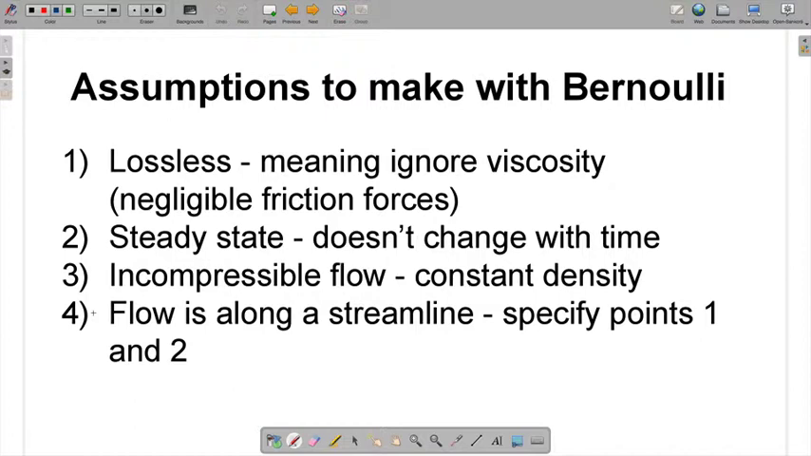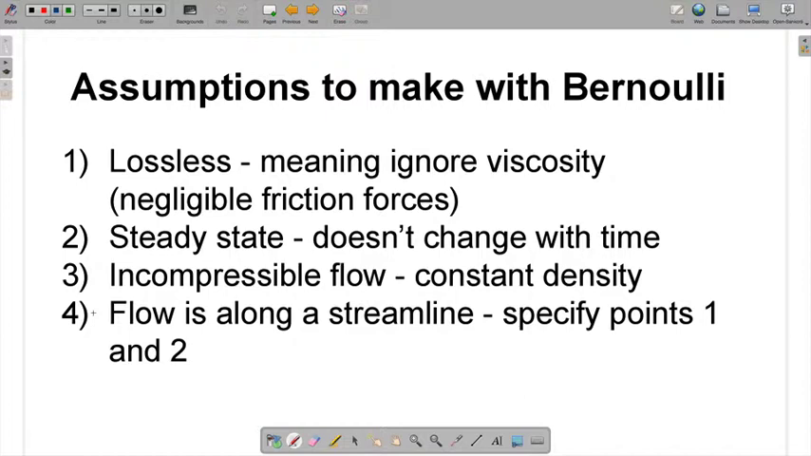Steady state means that some quantity, whether it's concentration or something else, doesn't change with time. Also, you have incompressible flow. That means you're going to maintain a constant density throughout the fluid. So if the fluid is flowing through the pinch point, you're not going to end up decreasing the density just because you subject it to a smaller distance or something like that.